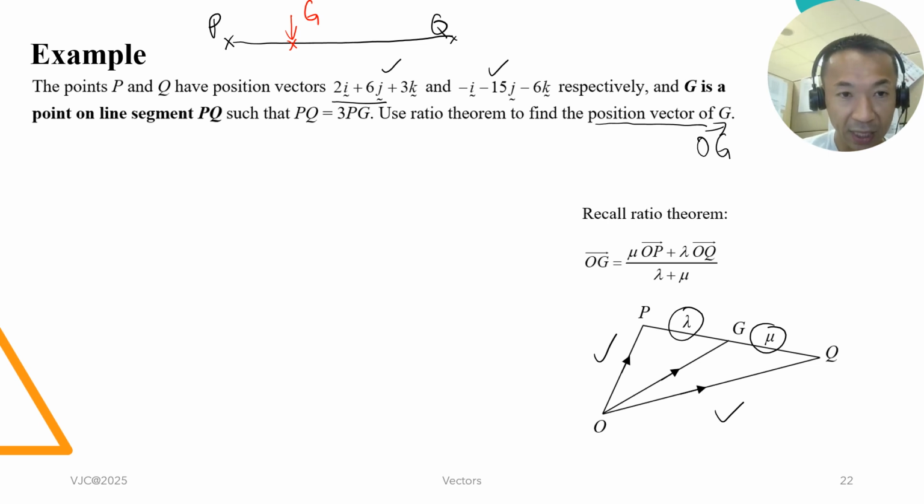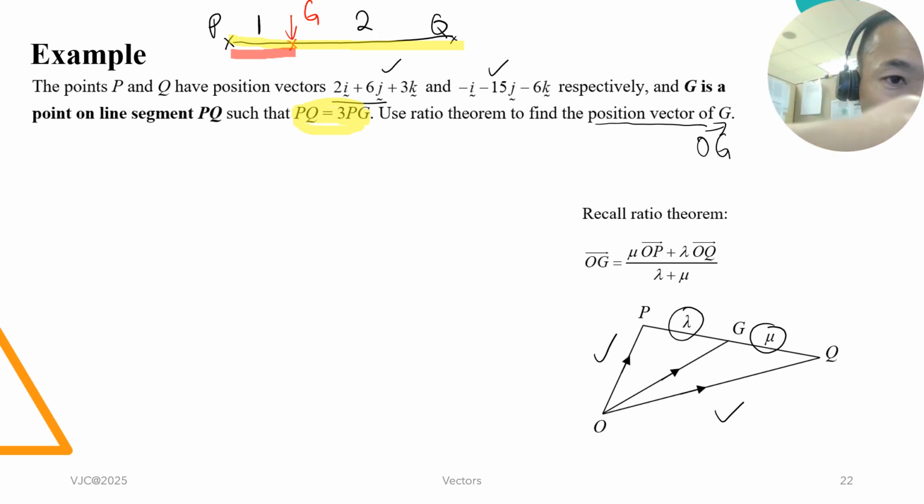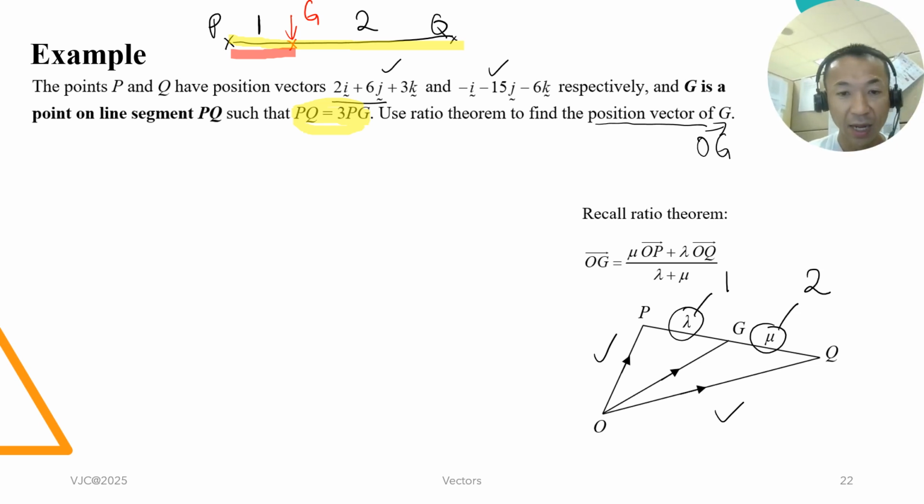How? You see here, this line will give you an idea. PQ equals 3 times PG. So PQ is 3 units, 3 times PG. If I were to very quickly fill it up, that means this must be 1 unit, this must be 2 units, which means this lambda is 1 unit, this mu is 2 units. Only then can our PQ be 3 times PG. Does it make sense? All right, so I'll show you the solution right now.